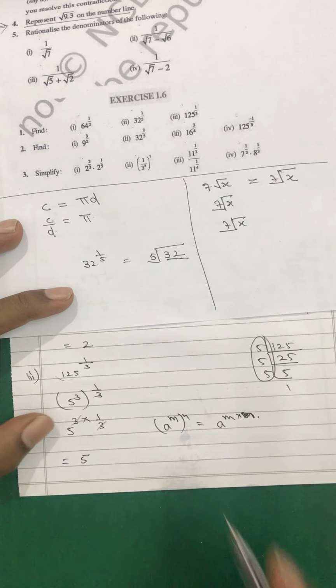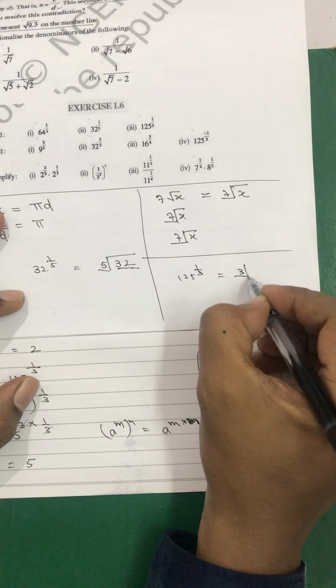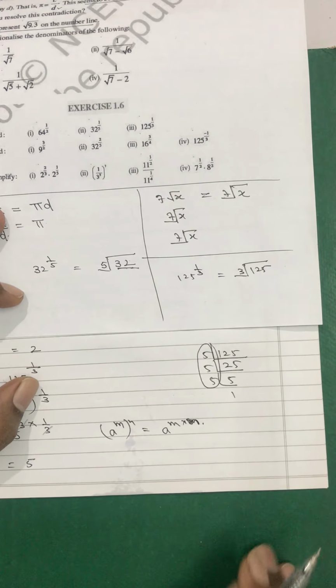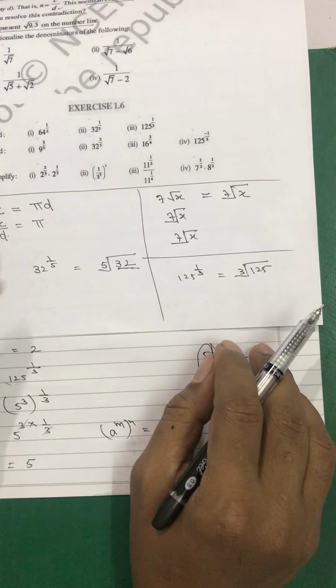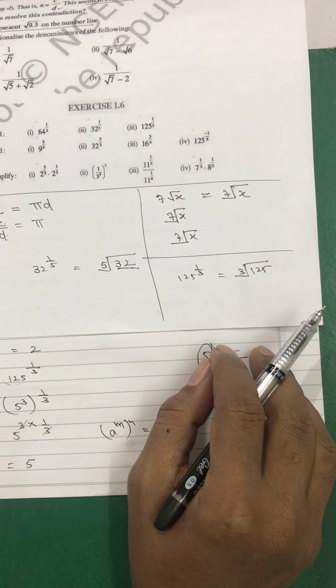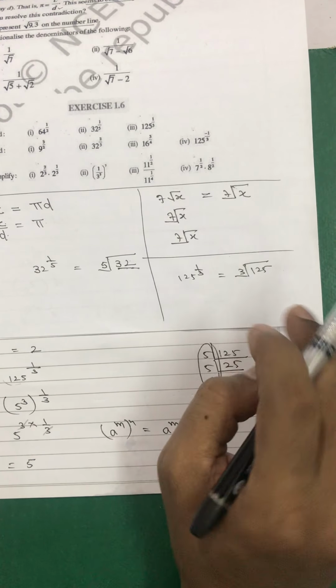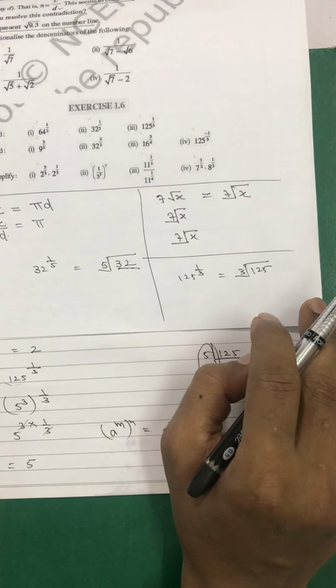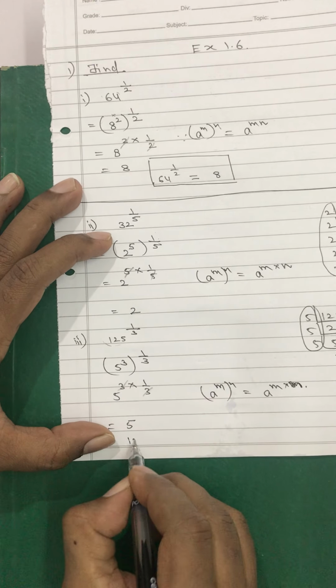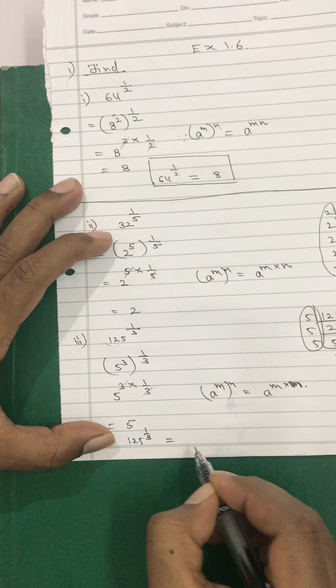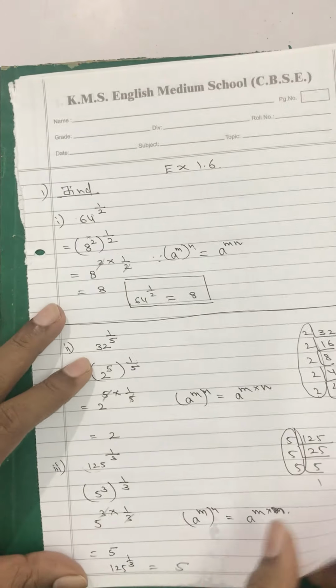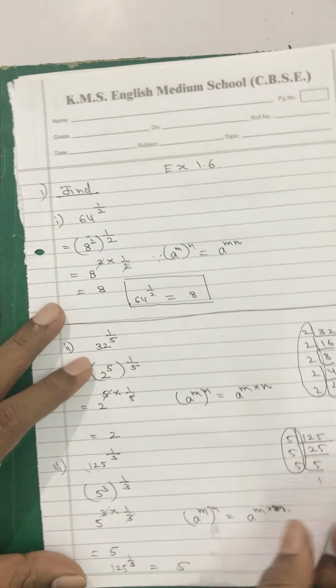Coming back to the topic, what they are asking you: 125 raised to the power of 1 upon 3 is nothing but cube root of 125. Understand this. Cube root of 125 means which number when multiplied with itself 3 times will give you 125. 5 when you multiply with itself 3 times, it will give you 125. So you will write over here 125 raised to 1 upon 3 is equal to 5. Fine. Yes. So with this our question number 1 is over.